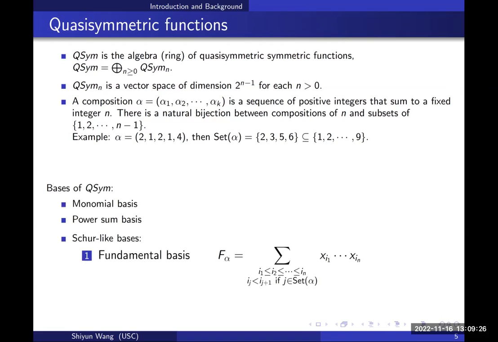Now, people have discovered a lot of different bases for the quasisymmetric functions.